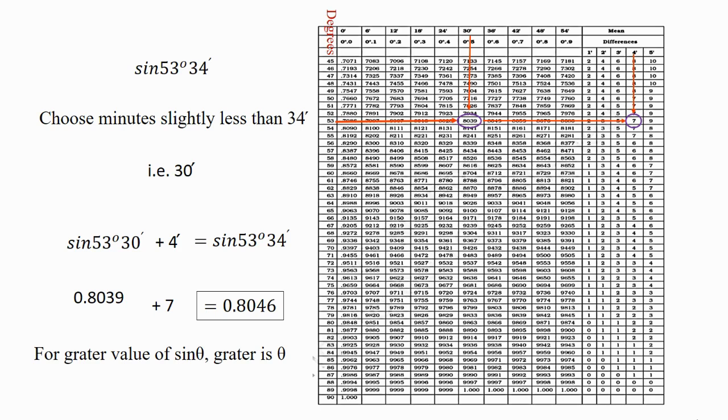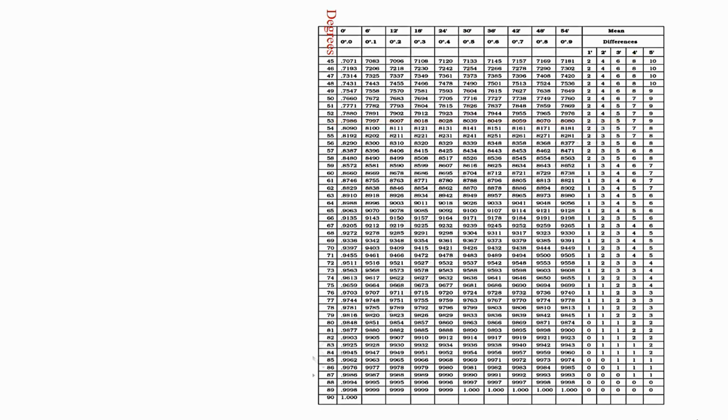So it is possible only when I add mean difference. Now let's have one more example of the same type: sine 85 degree 57 minutes. Again, you can see, student, there is no 57 minutes column.